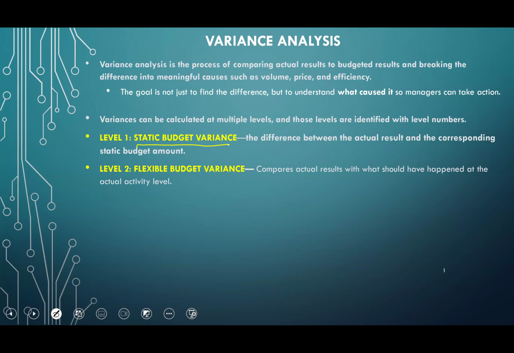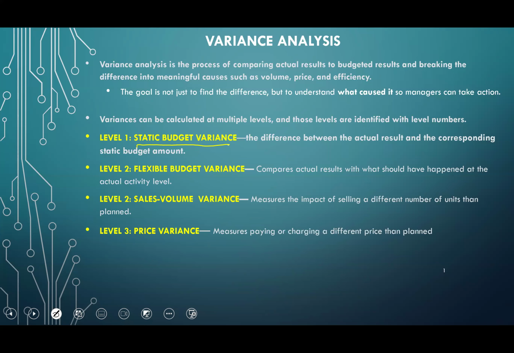From level 1, a very simplistic form of analysis, we go to level 2, in which we make two different calculations. One is called flexible budget variance, which answers how well we performed if we adjust for the volume we actually sold versus what we planned to sell. The second is called sales volume variance, which answers: did we sell more units than expected or fewer units than expected?